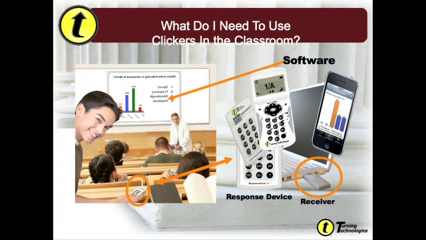The other is going to be this receiver. It's plugged into my USB port over there. And this is the radio frequency receiver that is communicating between the devices in your hand and our software, which gives you that immediate graph that shows up.